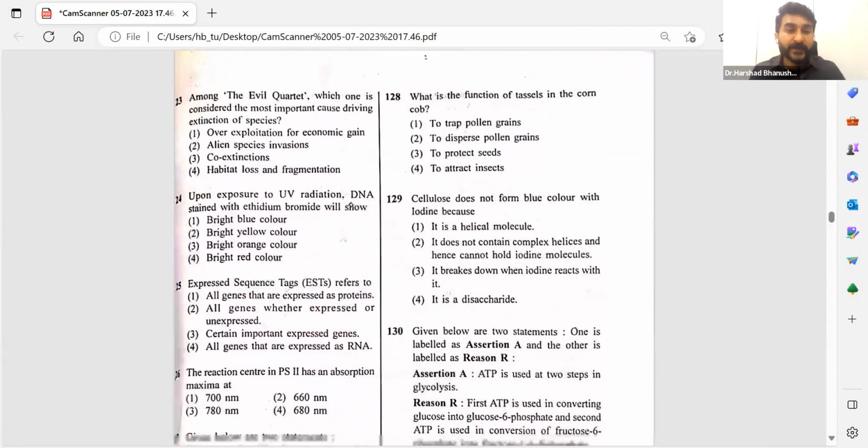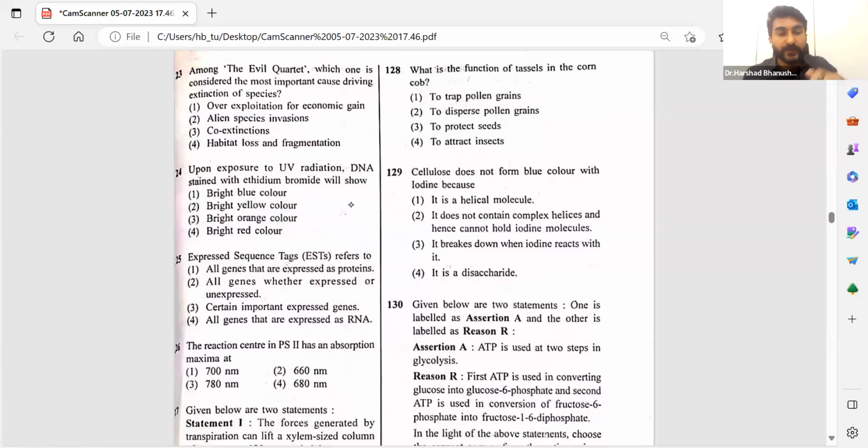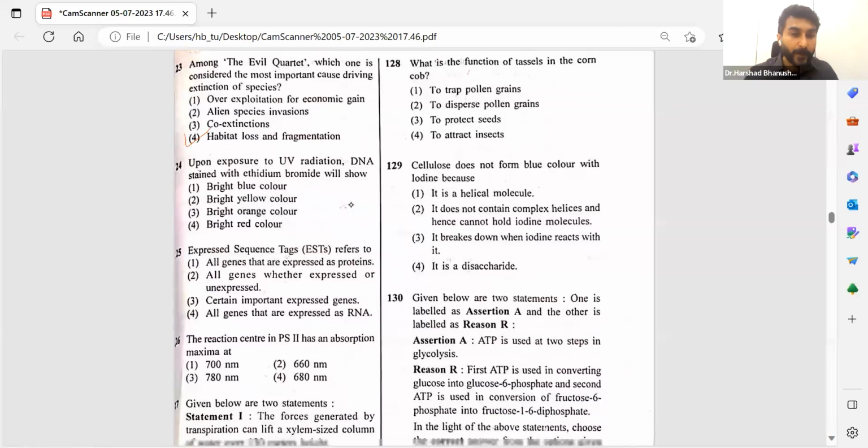The evil quartet, which leads to loss of biodiversity, which leads to extinction of species. Out of this, the most dangerous or the commonest one is habitat loss and fragmentation. So the most common would be option number 4.